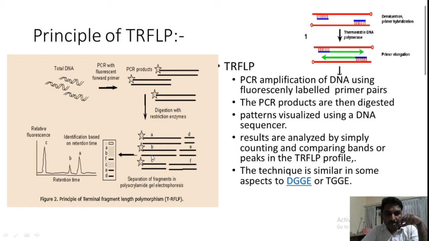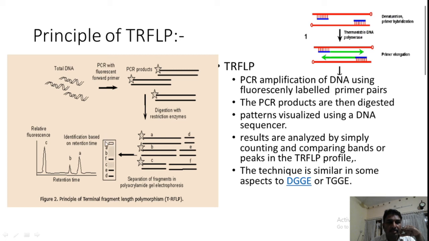Here A, B and C only contribute to the results because they have fluorescence. D, E and F don't contribute to the result because they don't have any fluorescence. This is the schematic result. This is the capillary after electrophoresis. This may be read by a sequencer.